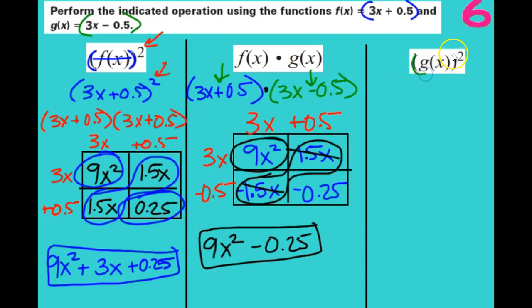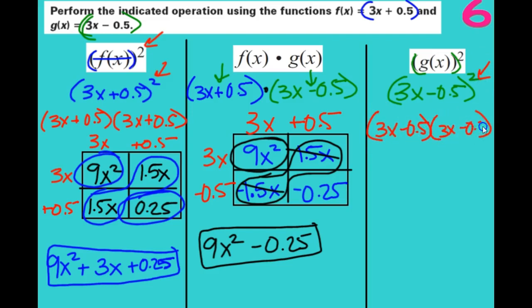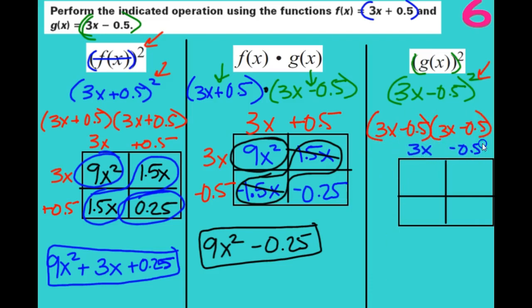And then last, in my parentheses here, I have g of x, which is 3x minus 0.5, but I have it 2 times. So I'm going to write this out 2 times, just like it says. Exponent is 2. 3x minus 0.5, 3x minus 0.5. So we're multiplying, so I'm going to draw my box 2 by 2. I know it's 2 by 2 because it's 2 terms here and 2 terms here. Same thing on both sides, and then multiply.